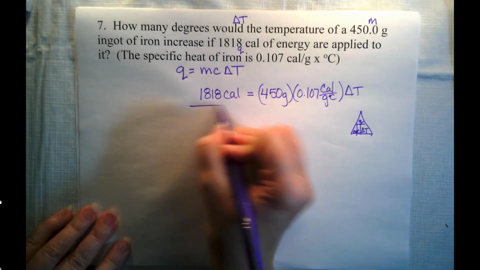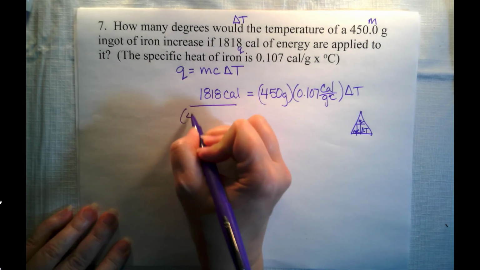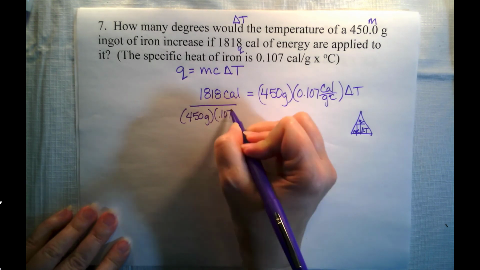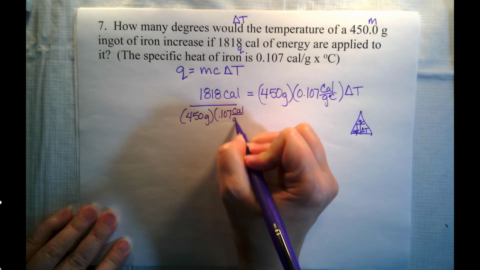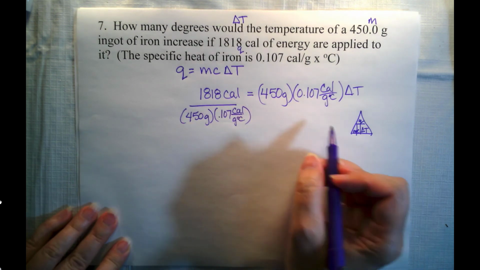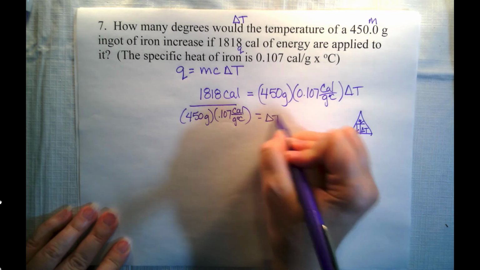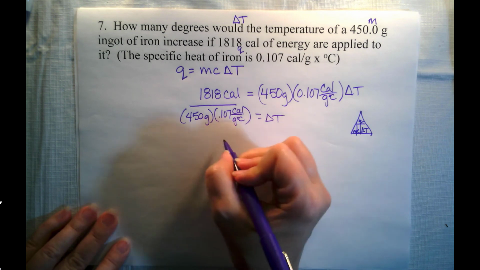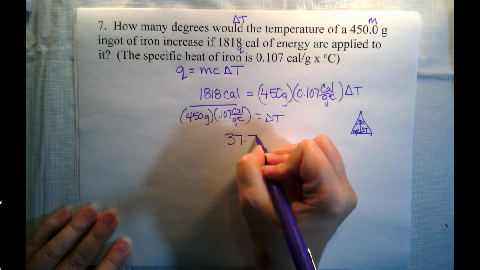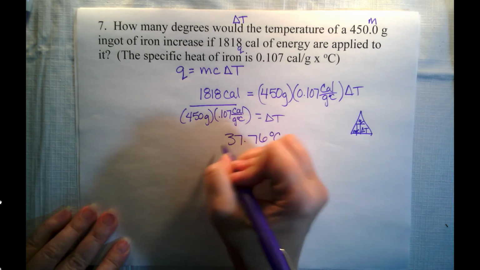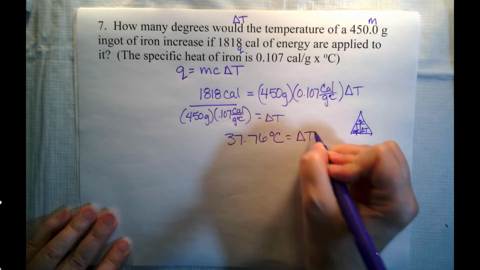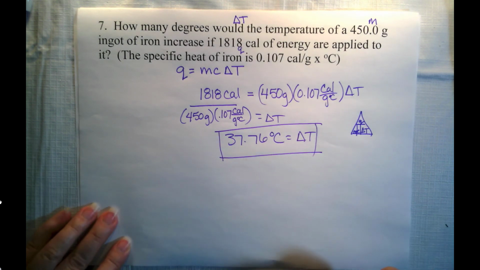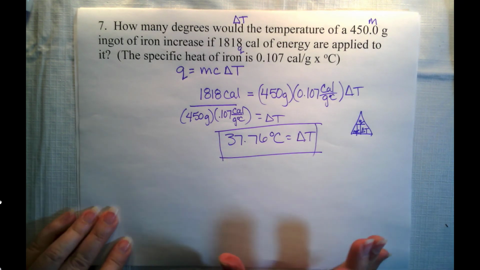So I'm going to move this over. I'm going to do 1,818 over 450 times 0.107 calories per gram degrees Celsius. Okay, and that's going to equal my delta T. When I plug and chug that in, I get 37.76 degrees Celsius is equal to my delta T. All right. Okay, so for that, that's as far as I need to go.